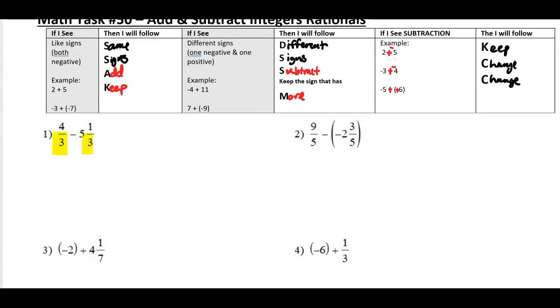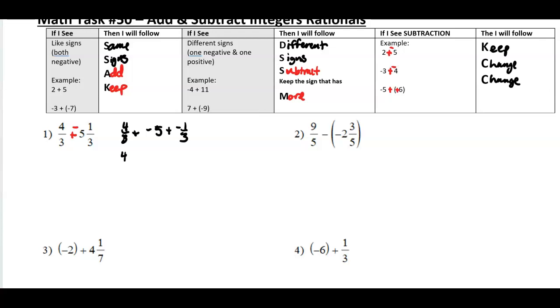So right off the bat, the key for adding fractions when they're integers, make sure you have common denominators first. These both have 3, so I'm good to go. I need to keep, change, change because I see subtraction. So this becomes plus negative 5 1/3. Now, if your whole number is negative, your fraction is also negative. So write small today because we're going to need all this space. So we have 4/3 plus negative 5 plus negative 1/3. We're breaking apart our mixed number into negative 5 and negative 1/3. If our whole number is negative, our fraction is negative.